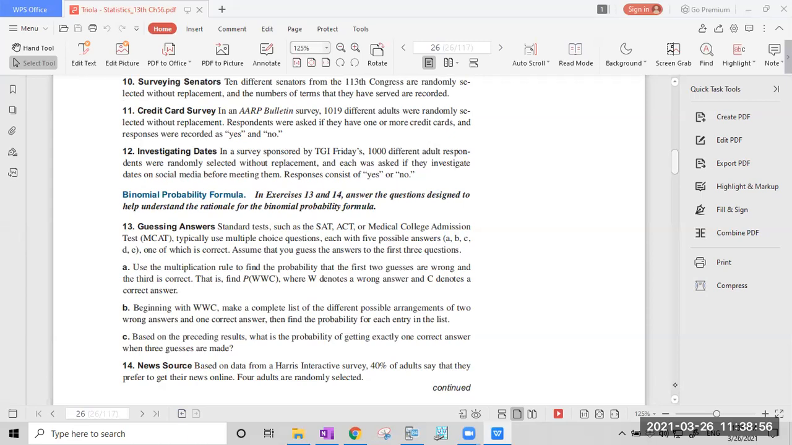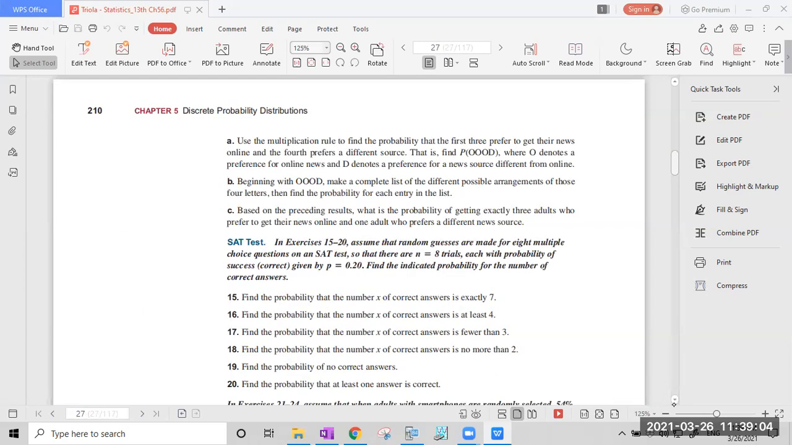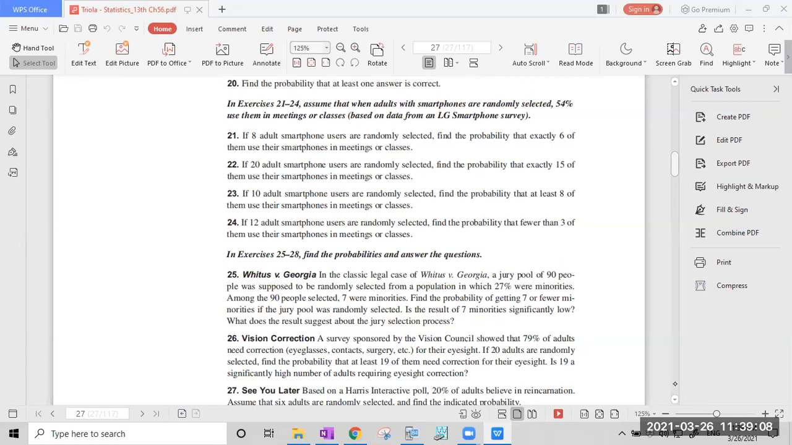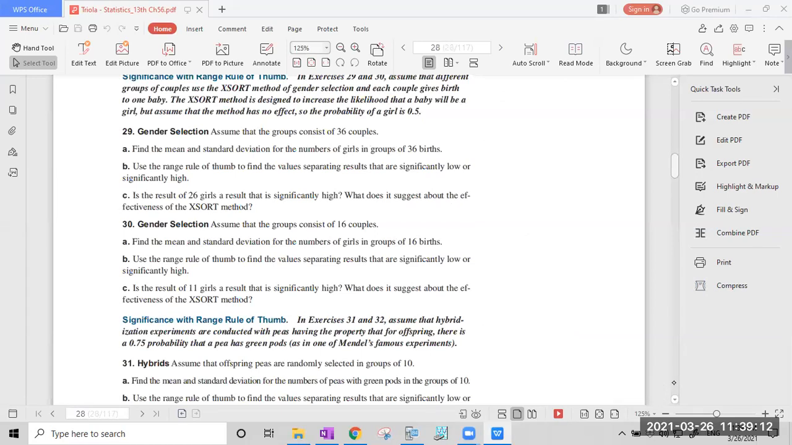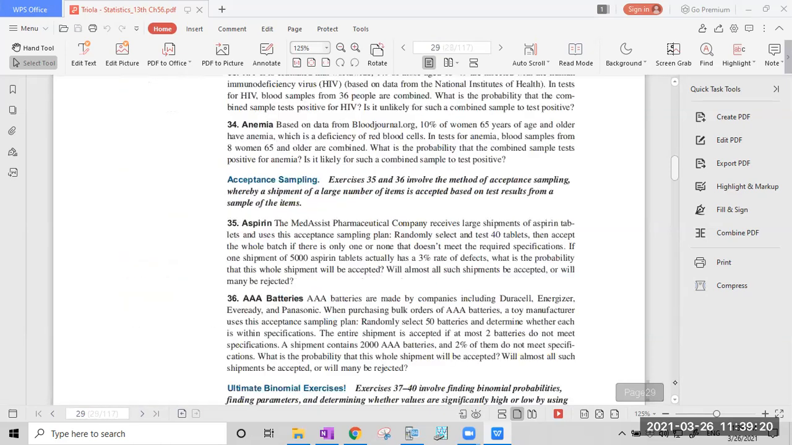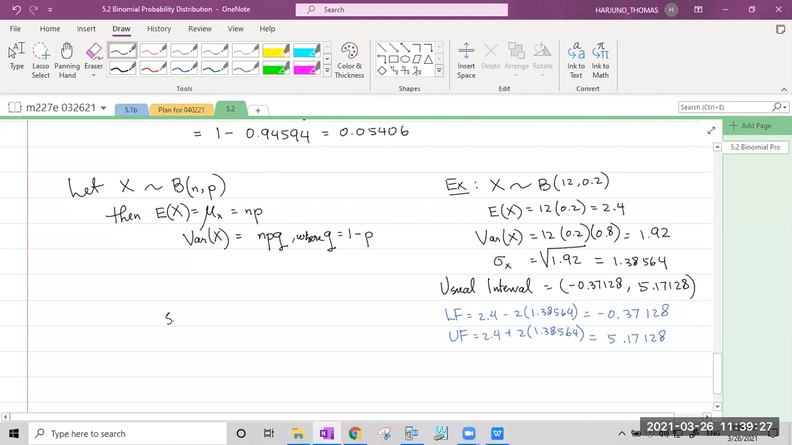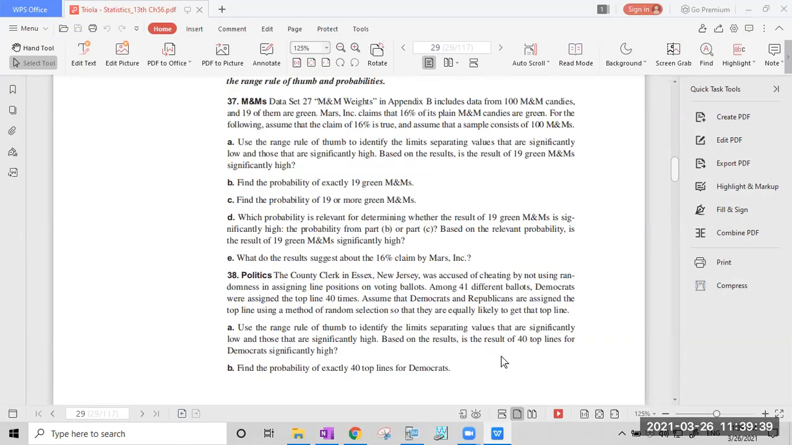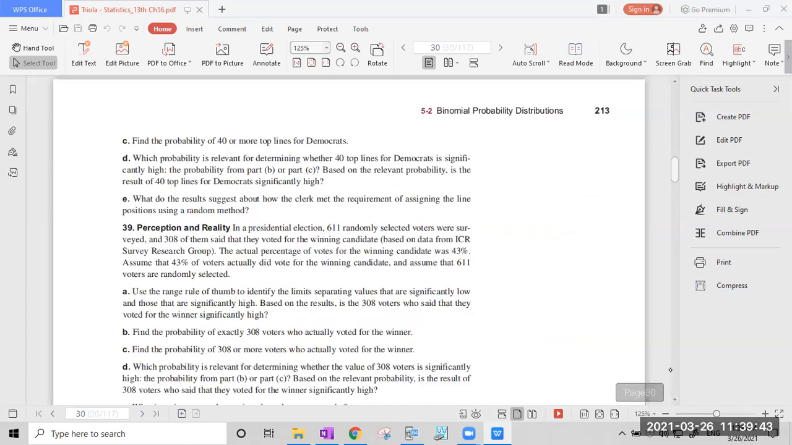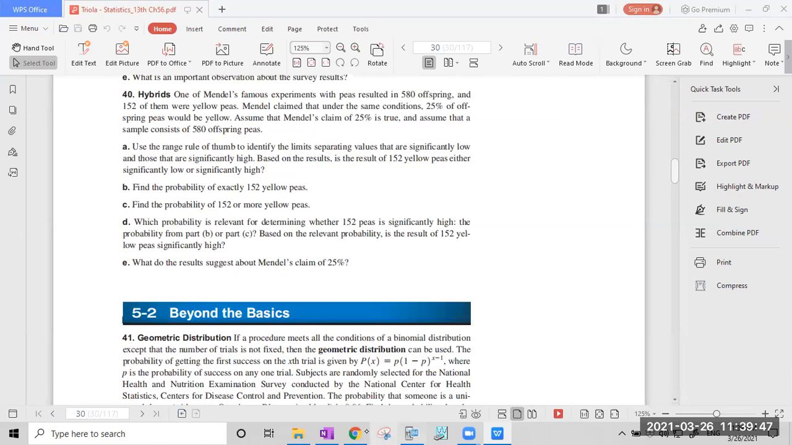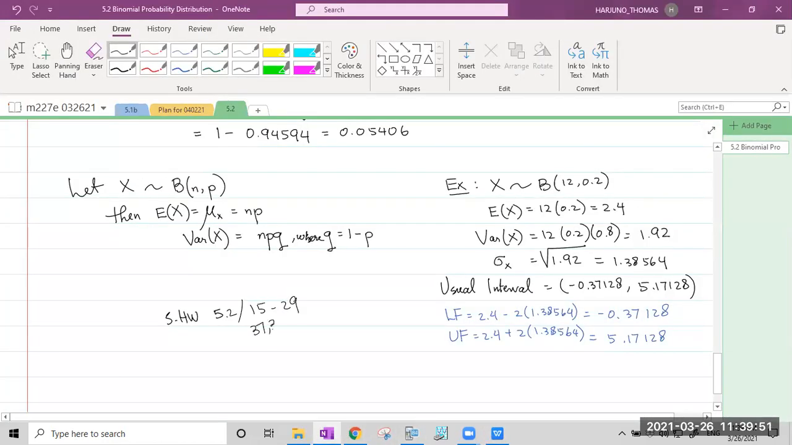Starting from number 13. No, I don't like it. 13 and 14, no. Starting from number 15, 15 up to number 29. So the suggested homework from this 5.2 is number 15 to number 29. Let me see if we can do more. Number 37 is good. Number 39 is good. 37 and 39.